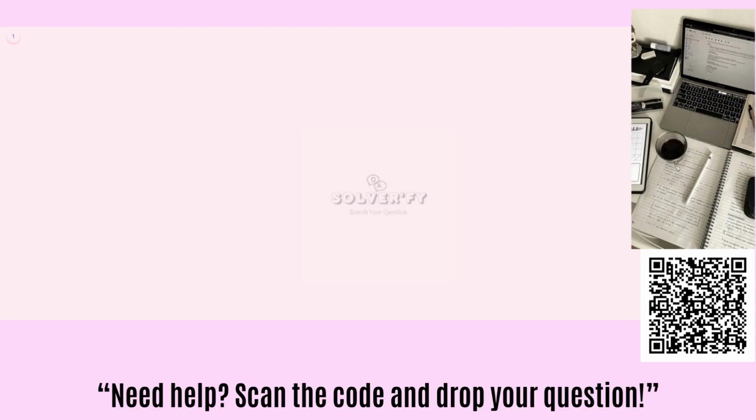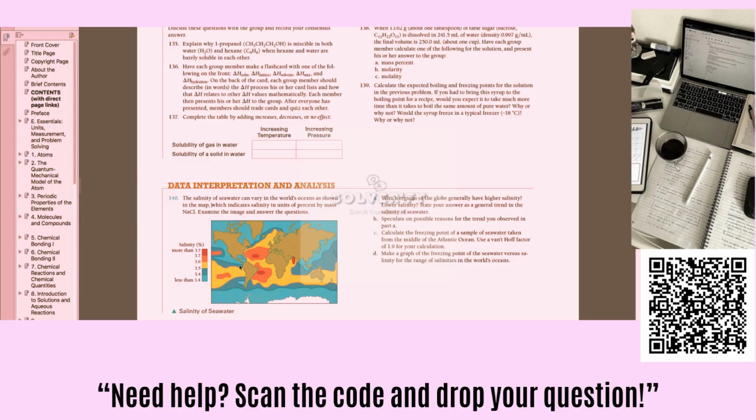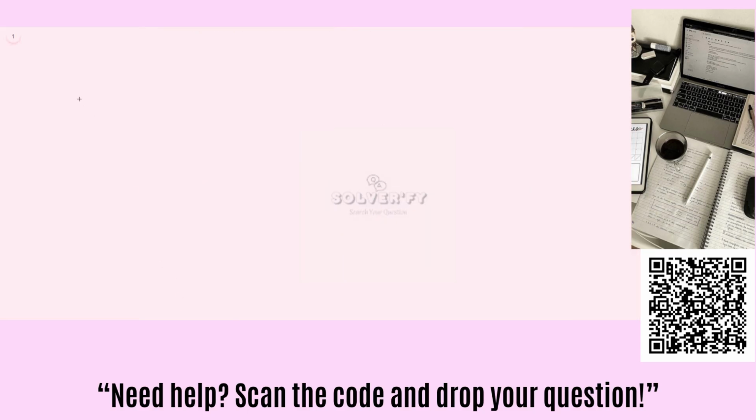Okay, so we are asked to look at this map and look at which are the highest salinity areas. Now, it's pretty obvious on the map. Off the Indian Ocean coast and in the middle of the North Atlantic and in the middle of the South Atlantic are the saltiest.